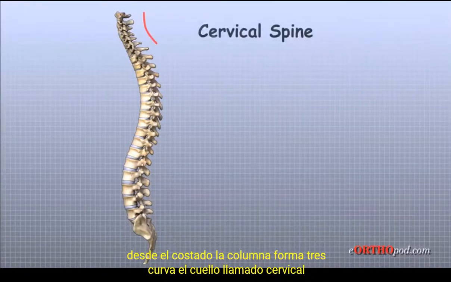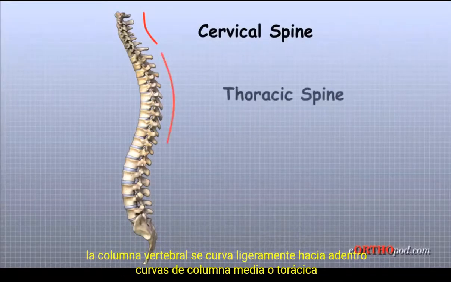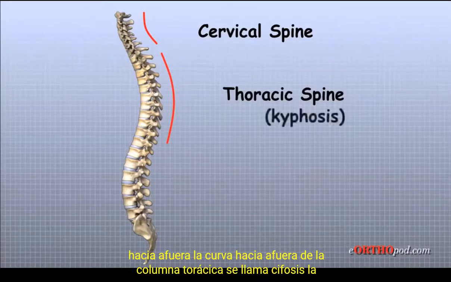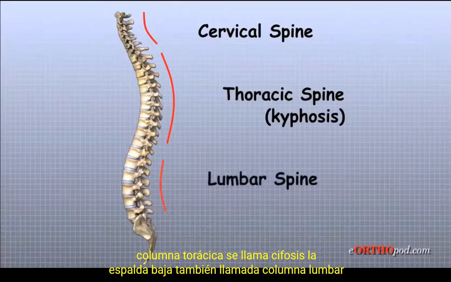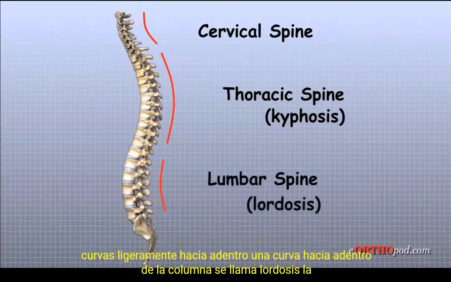The neck, called the cervical spine, curves slightly inward. The mid-back, or thoracic spine, curves outward. The outward curve of the thoracic spine is called kyphosis. The low back, also called the lumbar spine, curves slightly inward. An inward curve of the spine is called lordosis.